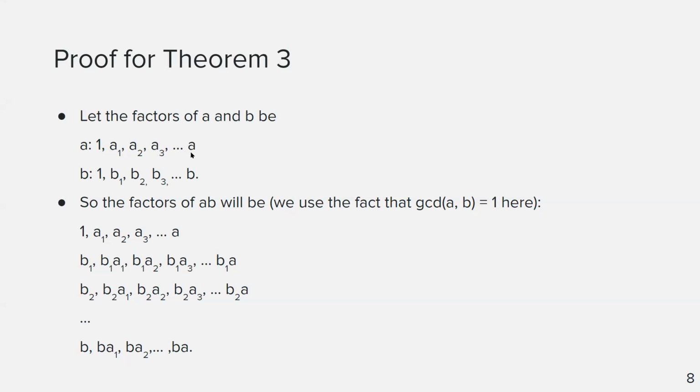The proof for Theorem 3: let the factors of A be 1, A1, A2, A3, and so on until A, and the factors of B be 1, B1, B2, B3, and so on until B. So the factors of AB will be 1, A1, A2, A3, and so on until A. Then we multiply B1 with all of these factors of A: B1, B1A1, B1A2, B1A3, and so on until B1A. Then B2, B2A1, B2A2, B2A3, and so on until B2A. And then we have B, BA1, BA2, and so on until BA.